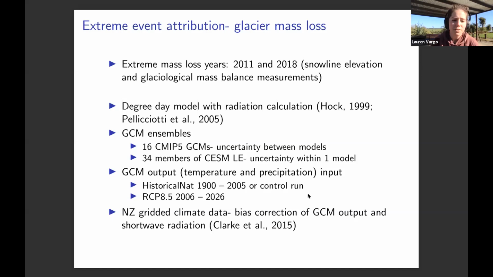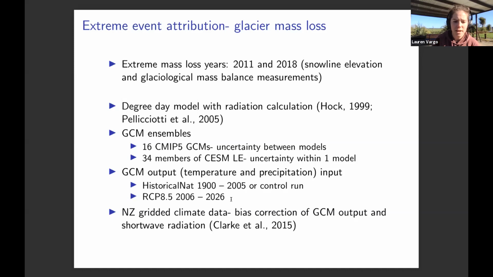From all of those models, we used the historical natural run or the control run, and those are experiments that keep greenhouse gas levels at the pre-industrial. And then RCP 8.5 from 2006 to 2026, and that's pretty much to represent climate today, or in 2011 and 2018, the 2 years that I'm looking at.